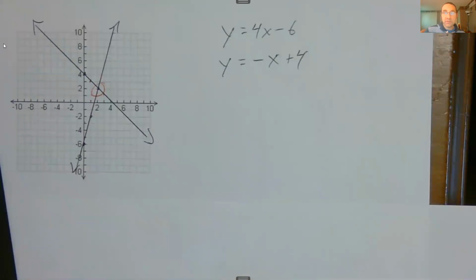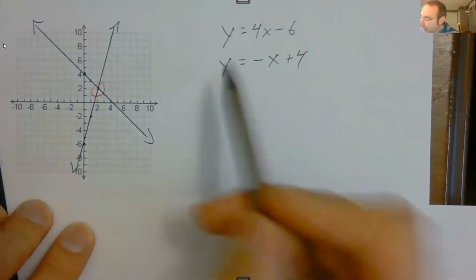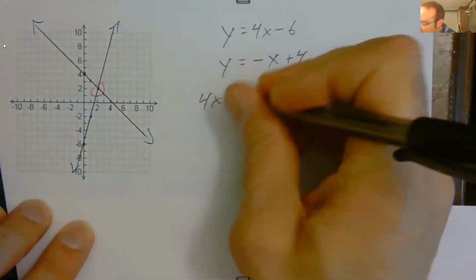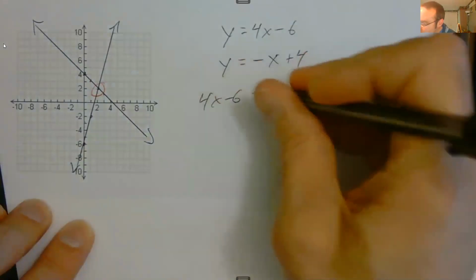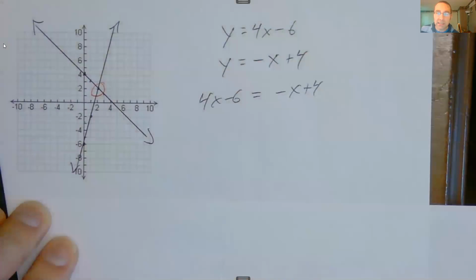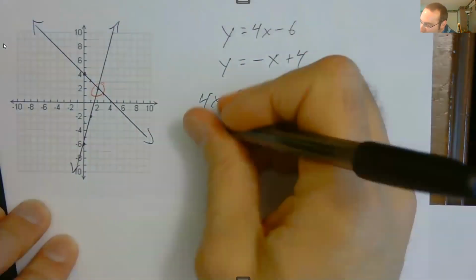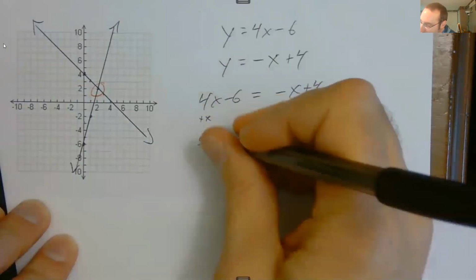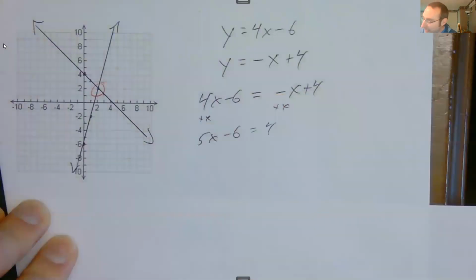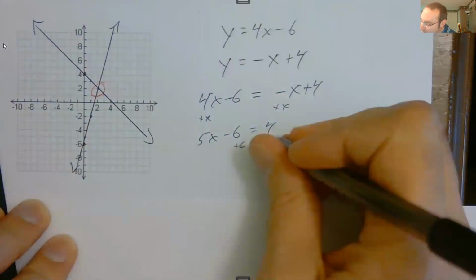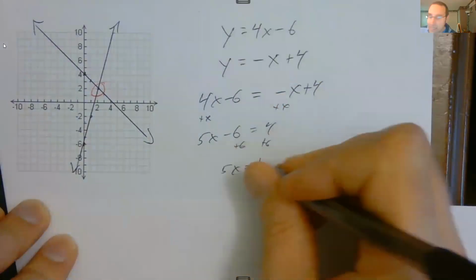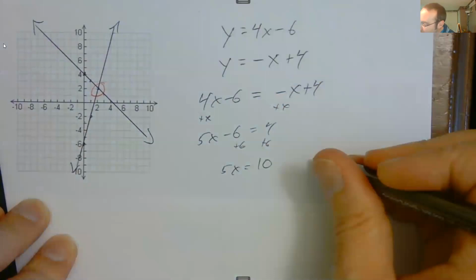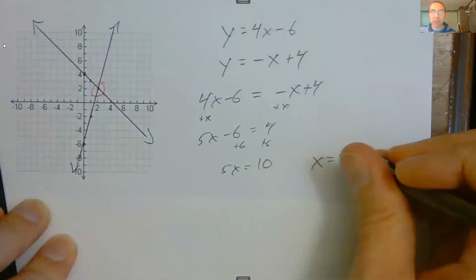Now, we learned ways of solving this algebraically, and one of those ways was to use the equal values method. So if we say, hey, they're both equal to y, let's make 4x minus 6 equal to negative x plus 4. We're just solving that system. My first step might be, let's add x to both sides. So I have 5x minus 6 equals 4. I can add 6 to both sides. I get 5x equals 10, and divide by 5, and I find that x is equal to 2.